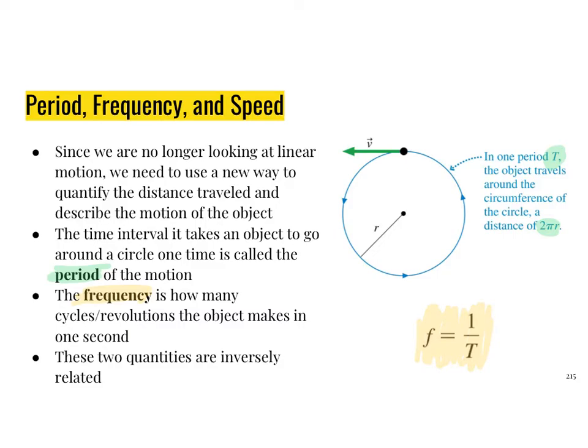But these are some different ways for us to quantify and explain what is happening with the motion of the object. When I look at a tire, I don't say it's traveling at 32 meters per second. I say it's rotating at 200 RPMs or something like that. That would be an example of a frequency. Or it takes a tenth of a second to go all the way around. That would be a period.